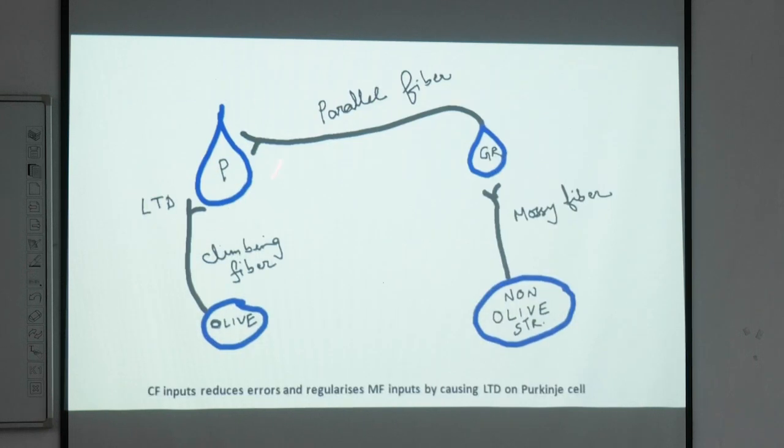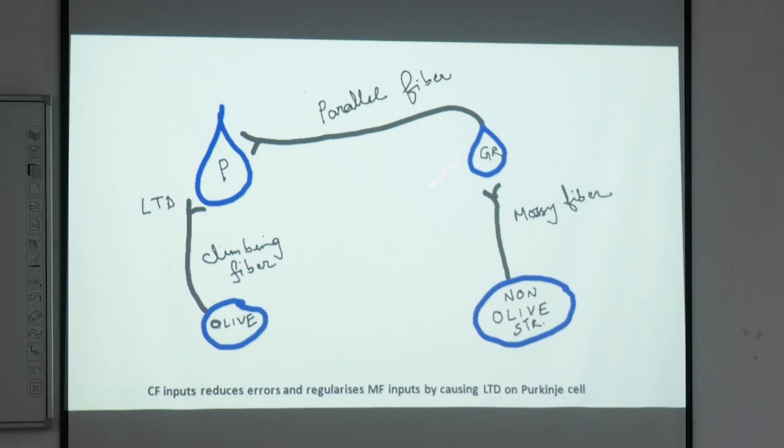So we have this major cell called the Purkinje cell, right? This cell is called the Purkinje cell, right? And this Purkinje cell is the major cell in the cerebellum. It receives input from olive structure and non-olive structure.